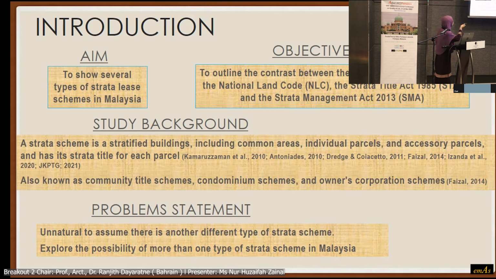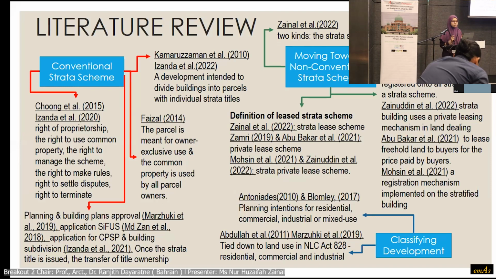A little bit of the literature review. In this literature review, I divided it into 3 scopes. One is to explain the conventional strata scheme, the regular strata scheme that we normally see in Malaysia. According to Kamaru and Izanda, a strata scheme development is a subdivided building where they divide it into parcels, and each of these units has its own title, which we call strata title.